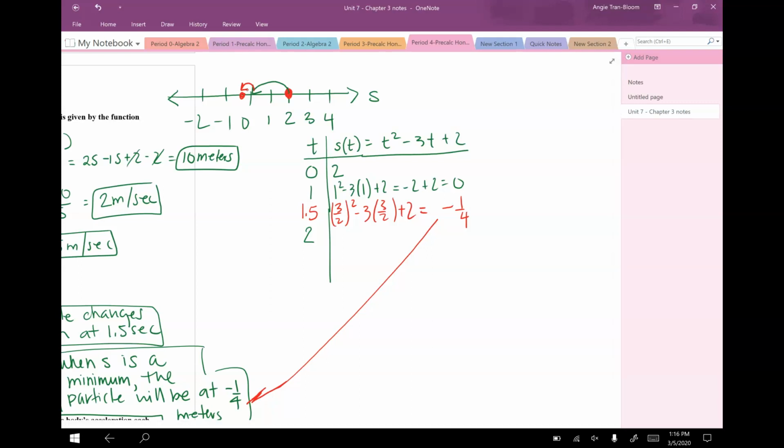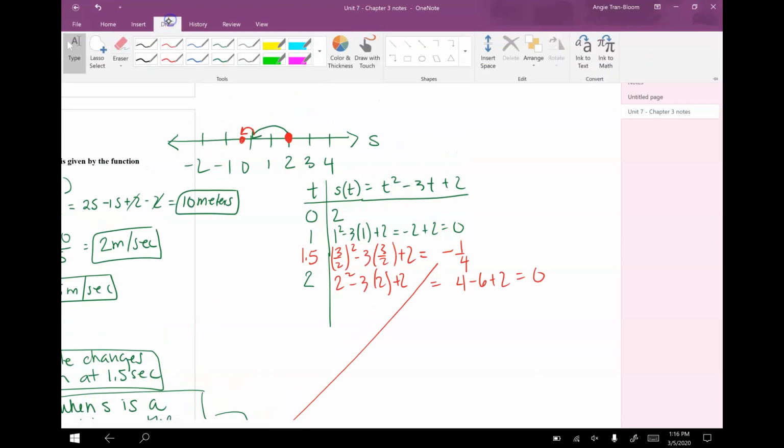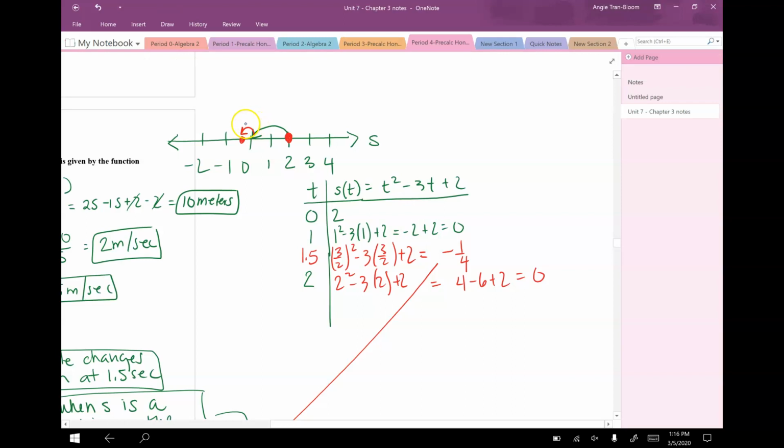Well, let's see if it's really true. If we plug in time equals 2 and it gives us a value that's bigger than -1/4, then we know for sure that it did turn around. So 2 squared minus 3 times 2 plus 2 equals 4 minus 6 plus 2. Oh yeah, that's definitely bigger than -1/4. So 2 seconds later, let's get blue, I'm back at a position of 0. So look, I'm really turning around.